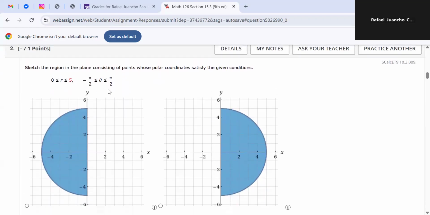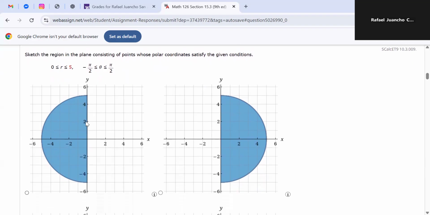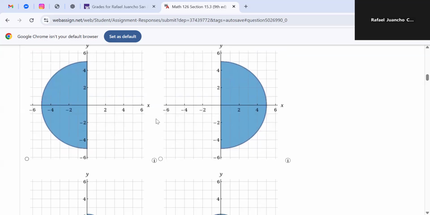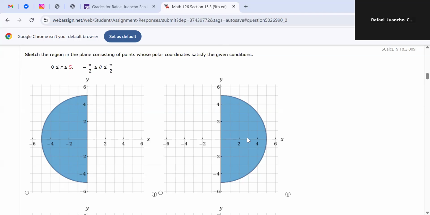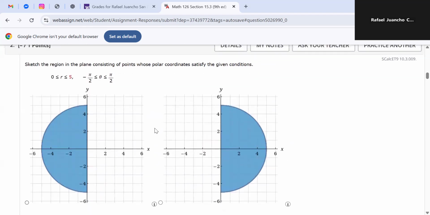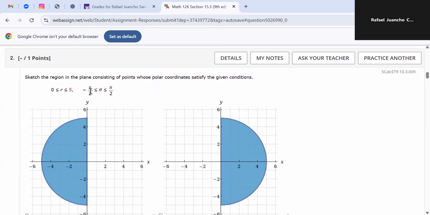Next, sketch the region in the plane consisting of points whose polar coordinates satisfy the given conditions. So my r is from 0 to 5, or it's in between 0 and 5. Here in this case, both of these work. Oh, now these two are gone because these have a radius of 2. So I'm left to pick from these two, and I'm going to use my other information.